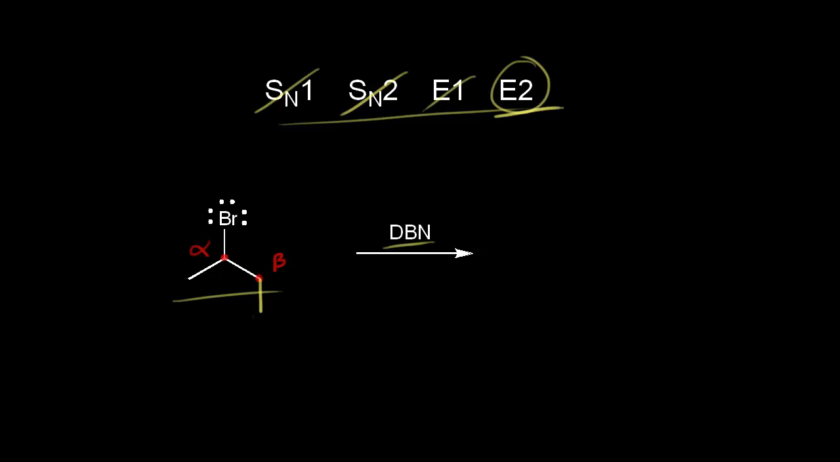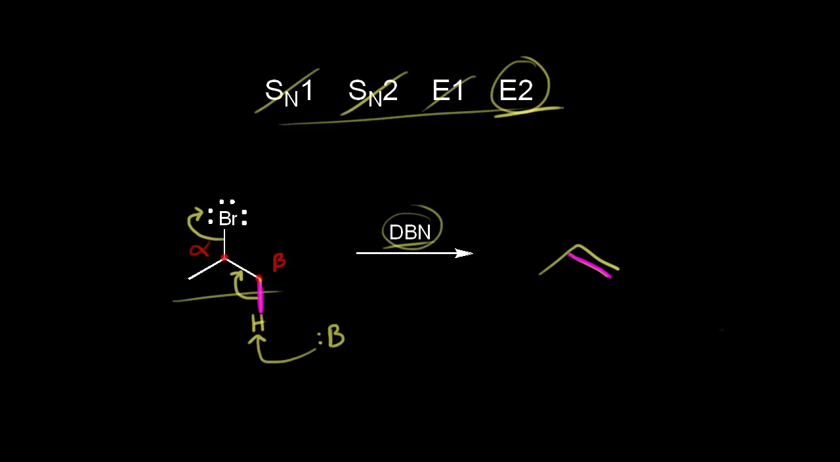So let me just draw in a hydrogen here. And DBN is a neutral base, so I'll just draw a generic base here. Our base is going to take this proton. At the same time, these electrons move in to form a double bond, and these electrons come off to form our bromide anion.